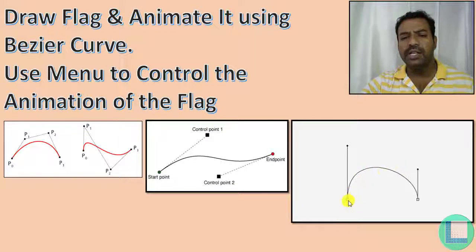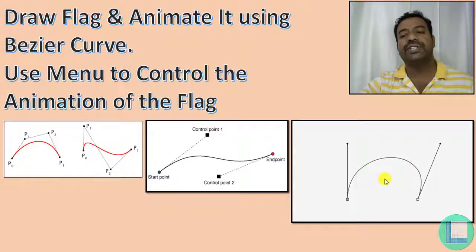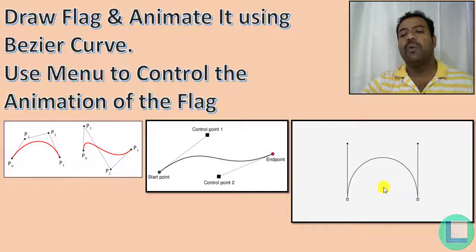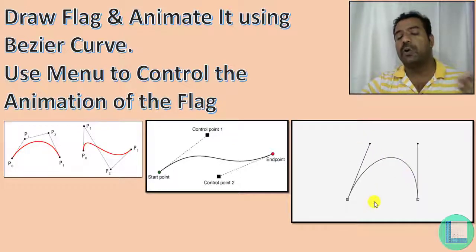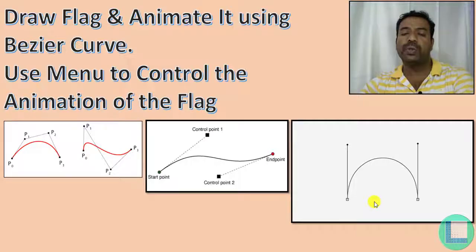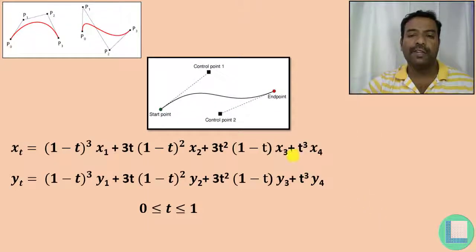Now just to understand how exactly this control point is going to work, just look at this. The 2 endpoints are fixed, and by just altering the control points, the curve is going to change. We can decide what type of curve, what amount of curve we are going to have, by just altering these 2 control points. That is the advantage of control points, and that is what exactly we are going to bring into the program in this video.